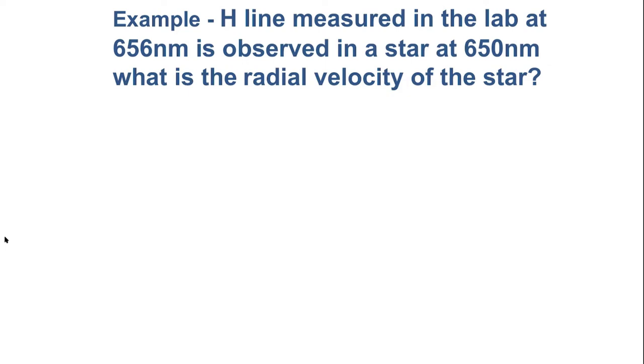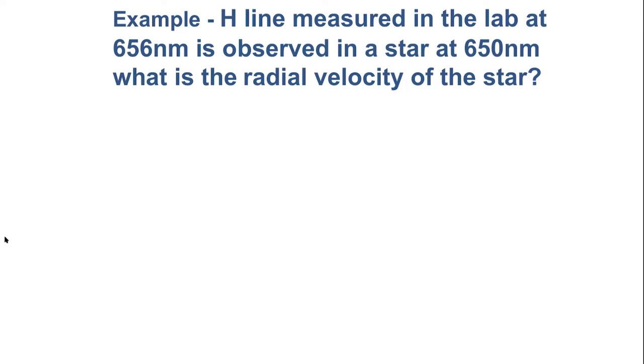Lambda obs is always the one that you're observing, the object that you're trying to figure out how fast it's moving with respect to yourself. So a hydrogen line is measured in the lab at 656 nanometers and observed in a star at 650 nanometers. What is the radial velocity of the star?